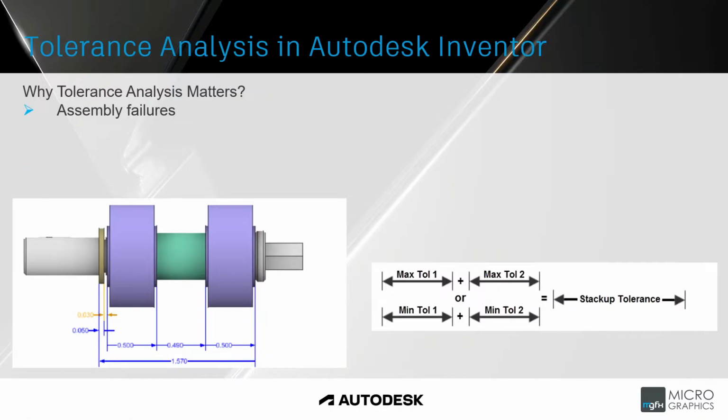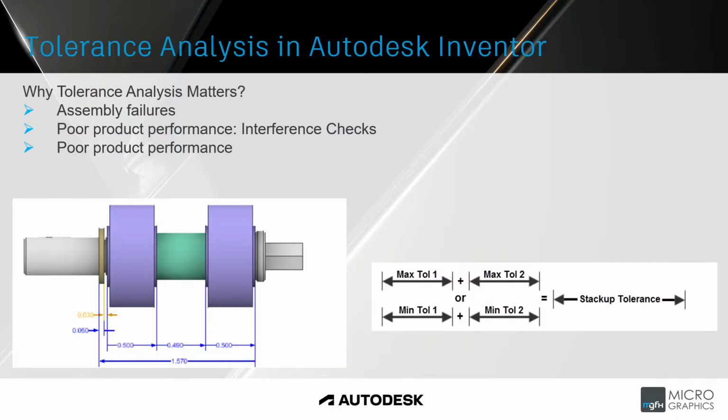So some of the important things, why it matters, is the assembly failures. Like I mentioned, when it comes to assembly failures, it can be parts that won't fit because of your minimum and maximum tolerances. Poor product performance, where we can also look at interference checks. Another one would be where we're going to look at increased scrap and rework.